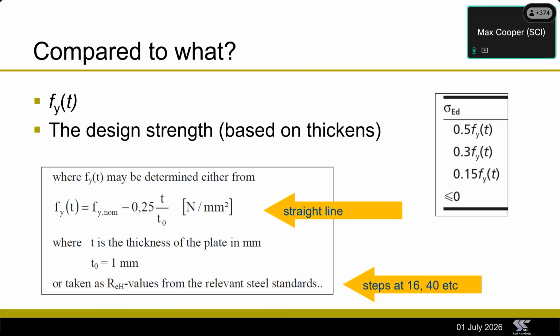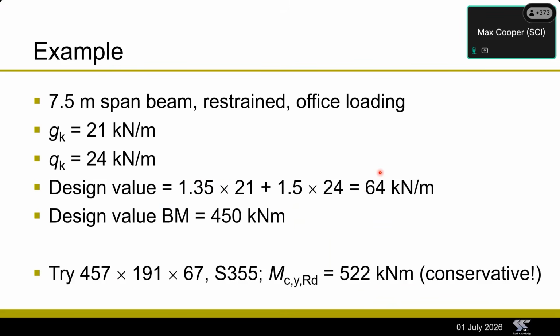So we've been through this. This is the design strength of the steel. We're going to look at an example here. We've got a restrained floor beam spanning 7.5 meters. It's got an office usage case. Permanent actions 21 kilonewtons per meter and variable actions 24 kilonewtons per meter. So our design value for designing the steel would be 64 kilonewtons per meter. Design bending moment 450 kilonewton meters. Let's pick this beam here, a UB 457 by 191 by 67 in S355. We find that we've got a bending resistance of 522 kilonewton meters. So we've got a bit of room to spare there.